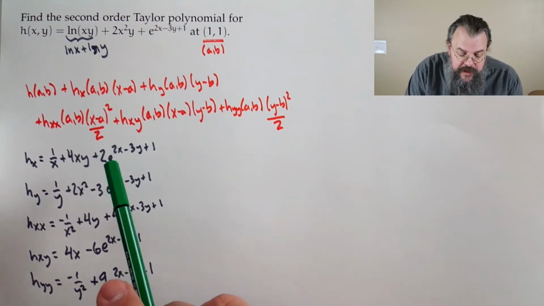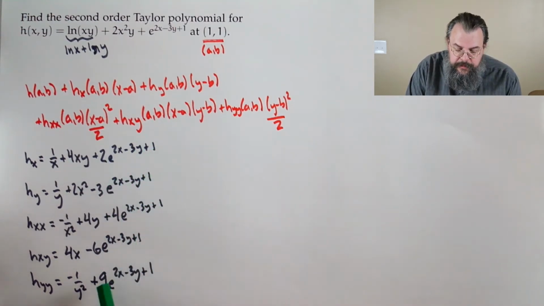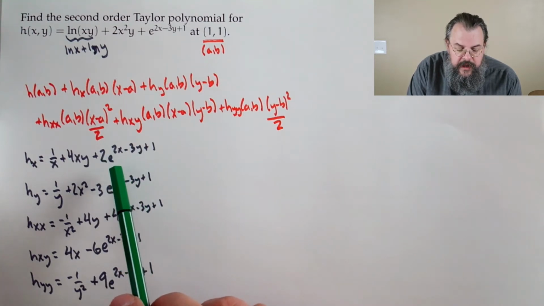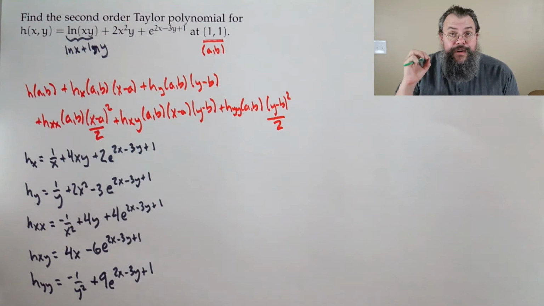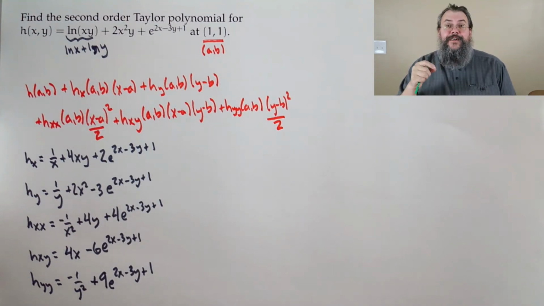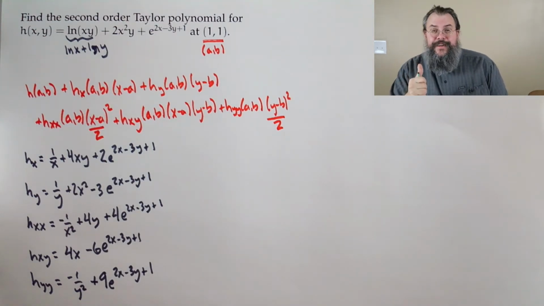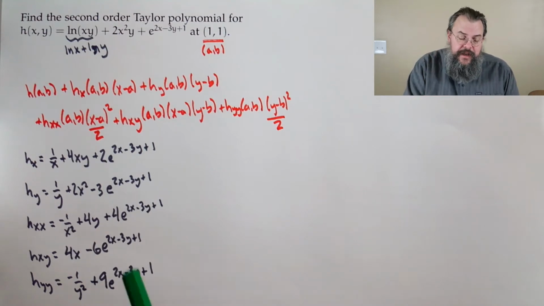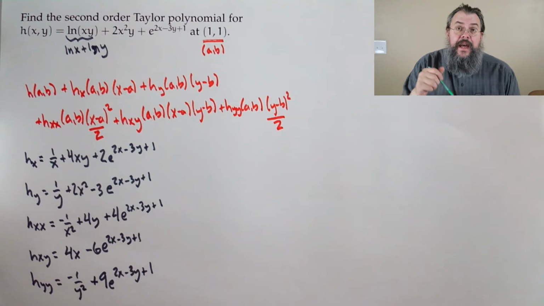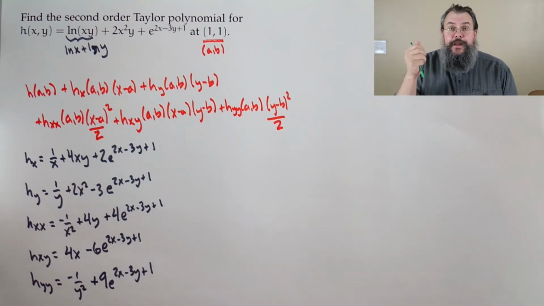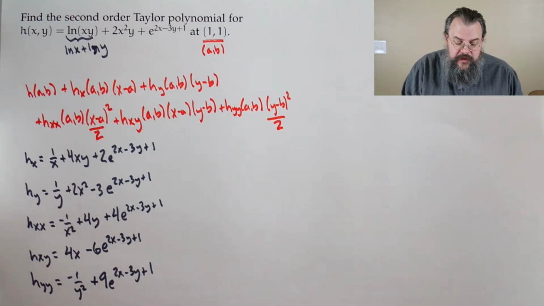Since this 2x minus 3y plus 1 is consistently showing up, let's just quickly figure that out. It'll be 2 minus 3 plus 1, which makes 0. And e to the 0 is 1. Okay, so just keep that in mind. All these pieces on the end, this e to the power 2x minus 3y plus 1, at the point (1, 1), they all become 1. So, we have the following.